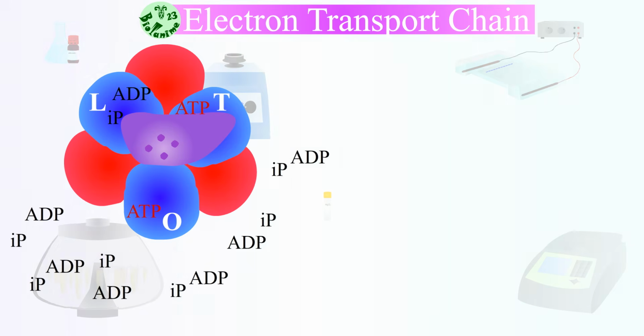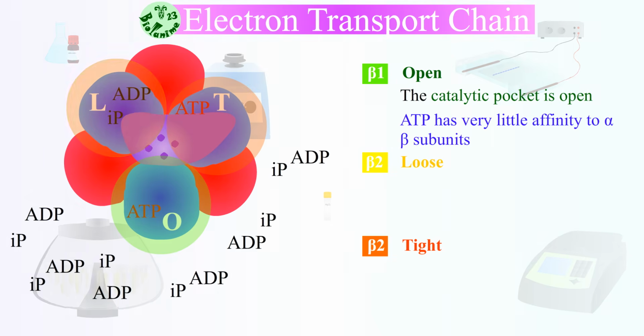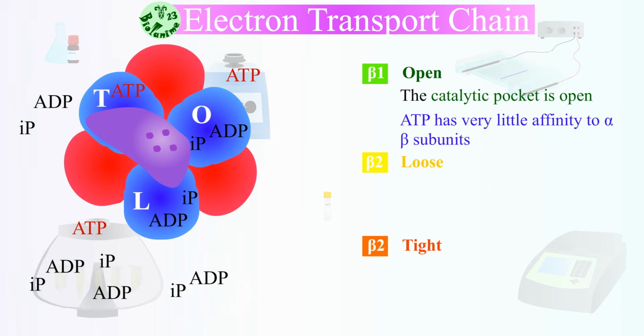Initially, each beta subunit is already in a different shape. Let's take the initial conformation as beta-1 is open, beta-2 is loose, and beta-3 is tight. They are not identical because the gamma shaft is asymmetrical, like an off-center camshaft inside an engine. In the open state, the catalytic pocket is open. ATP has very little affinity. Therefore, ATP leaves, making space for ADP and inorganic phosphate to enter.